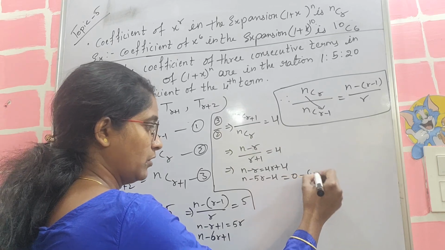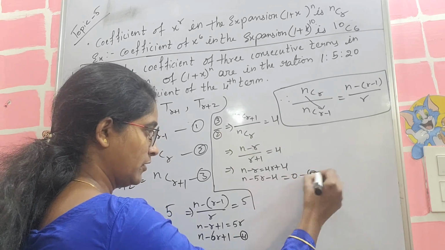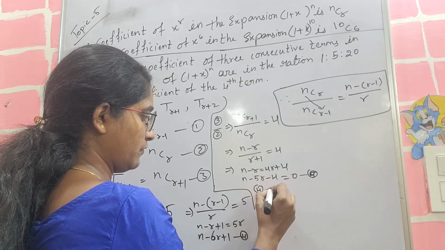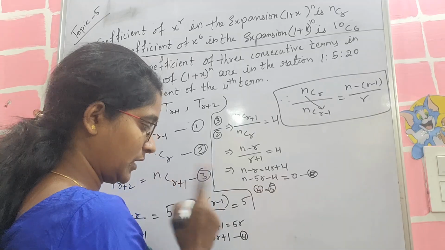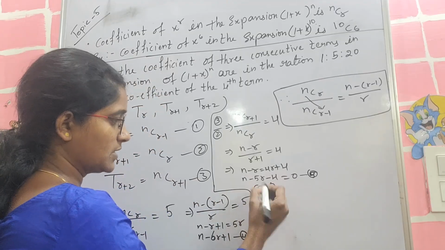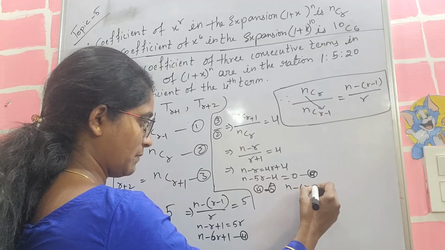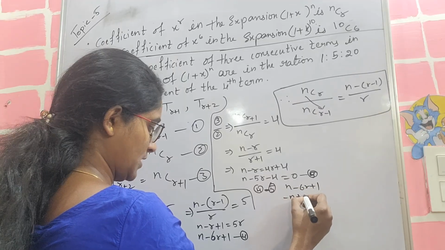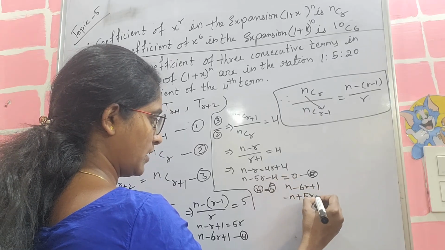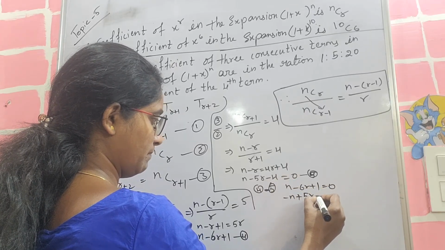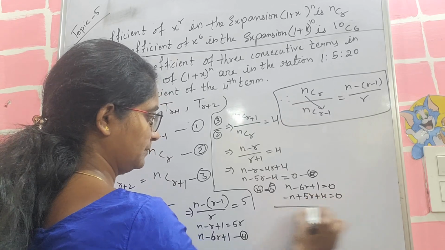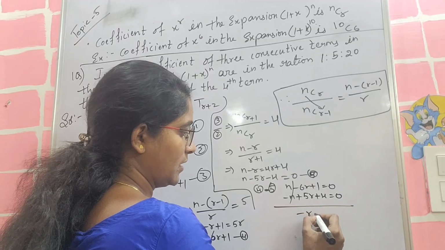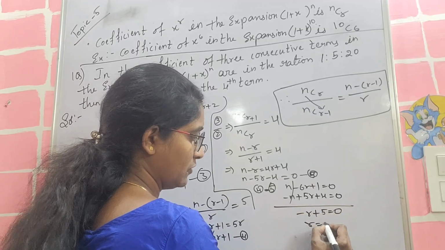Then I'm going to take 4. This is 4 and this is 5. Okay, if I solve it, 4 equals to 5. Can I? Yes. Or else plus minus I'll do. So n minus 6r plus 1, n minus 5r plus 4 is equal to 0. I have changed the signs where this cancels. Here it is minus r plus 5 is equal to 0. r is equal to 5.